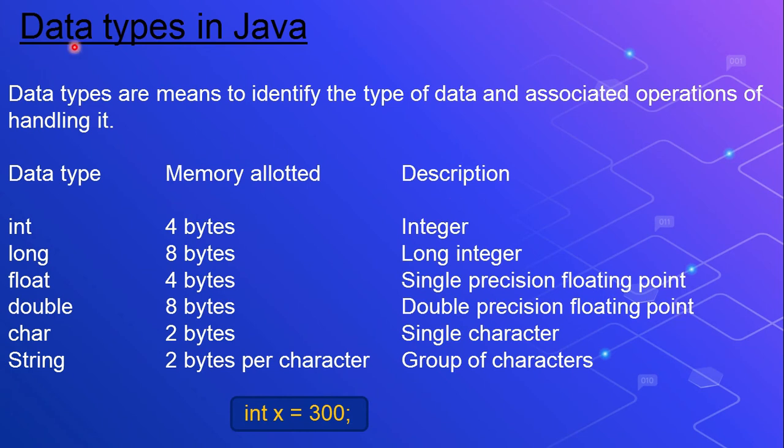Now, data types in Java. This is a very important topic. Let us see what data types are. Data types are the means to identify the type of data and the associated operations handling it. When I read this, you may not have any idea, but I am going to explain, so don't worry.